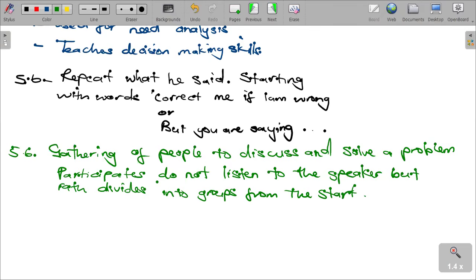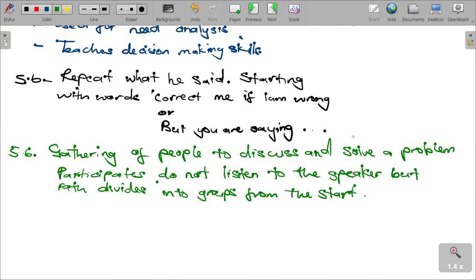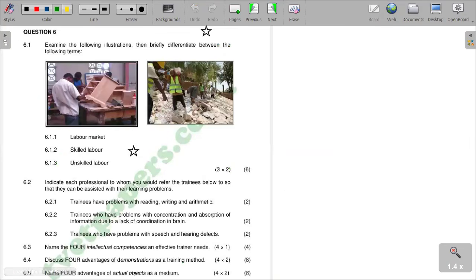All right, so let's move on to the next question. Question 6. Question 6.1. Examine the following illustration, then briefly differentiate between the following terms. So you need to examine, and then we give a difference between these terms.